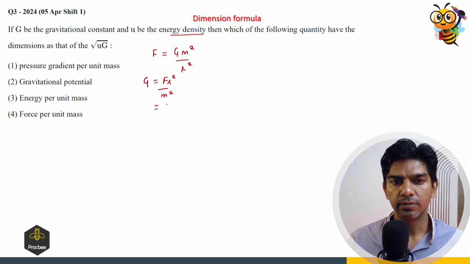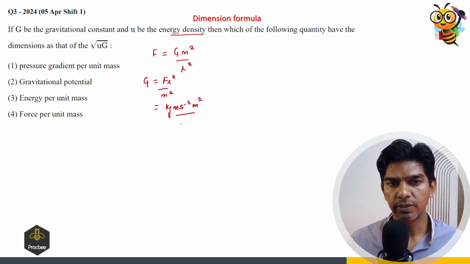Force is kilogram meter second raised to power minus 2, and r square will be meter square, and m square will be kilogram square, right? So this will give us kilogram inverse meter cube second raised to power minus 2.